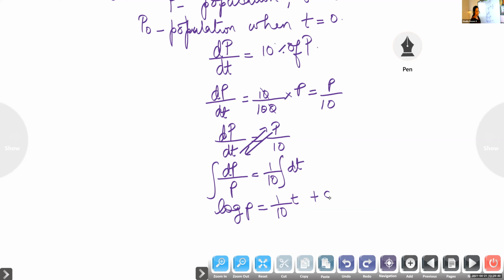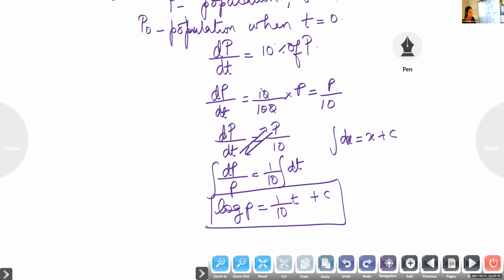Integration and differentiation will get cancelled, isn't it? What is the integral of dx? It is x plus c. The same way, the integral of dt is t plus c. So this is what we have solved. But the problem is not over.